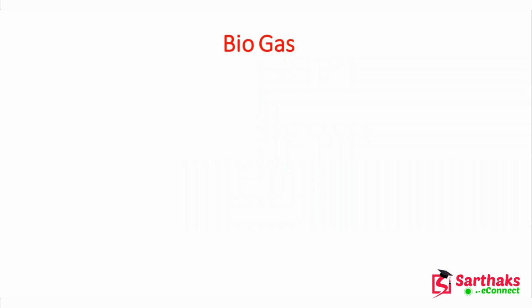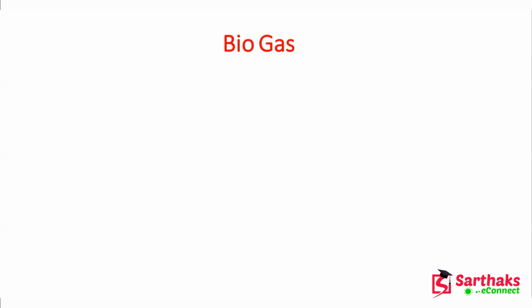Now what is biogas? As you can see from the name only, it is a gas that is biologically prepared, by fermentation. Biogas is obtained from cattle dung and domestic waste, or domestic sewage. The process of obtaining biogas is anaerobic fermentation. Now what is anaerobic fermentation? We are going to talk about that also.